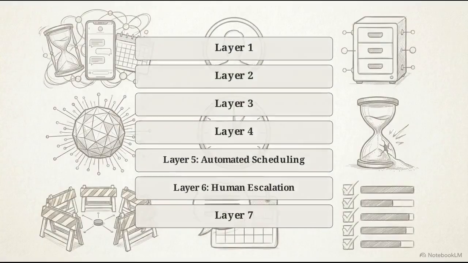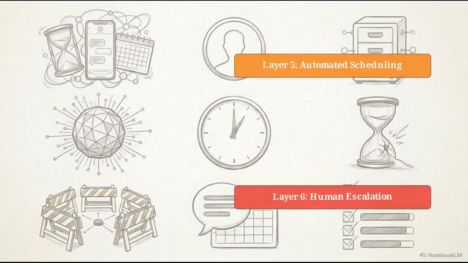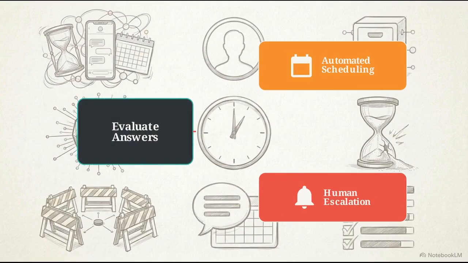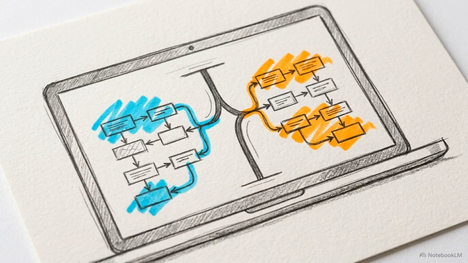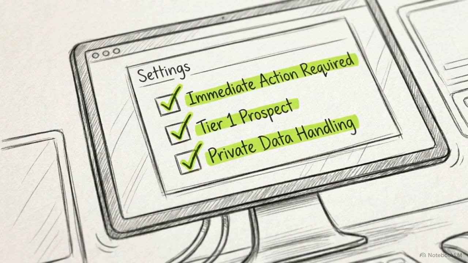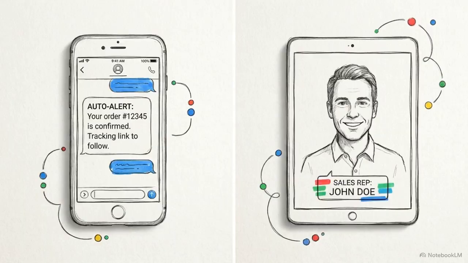We reach the final active layers: Layer 5, automated scheduling, and Layer 6, human escalation. Here, you define branching logic. The system evaluates answers and automatically sends a booking link if they meet qualification criteria. You must build a parallel escalation path for leads that flag as urgent, highly valuable, or sensitive based on the responses they provide. Configure the automation so that when this escalation path is triggered, the system sends an immediate SMS alert directly to the business owner or the assigned sales team.